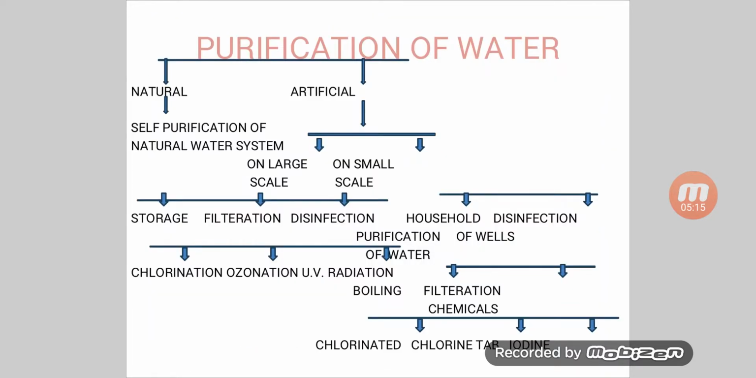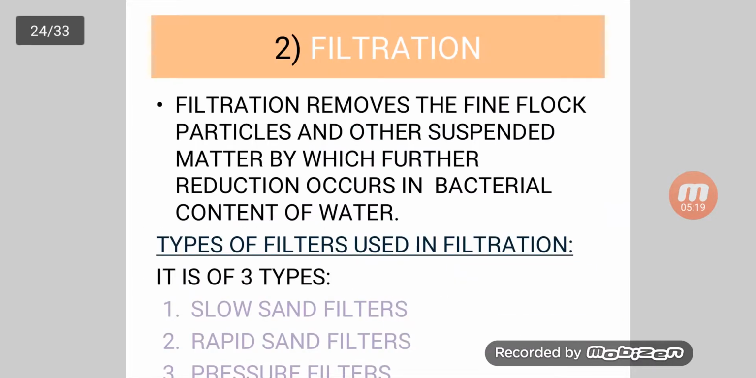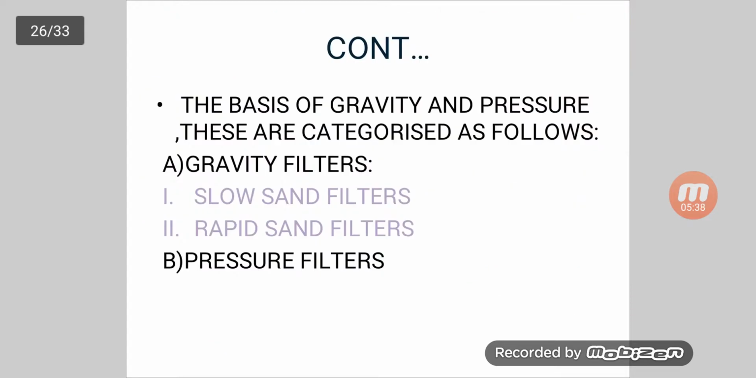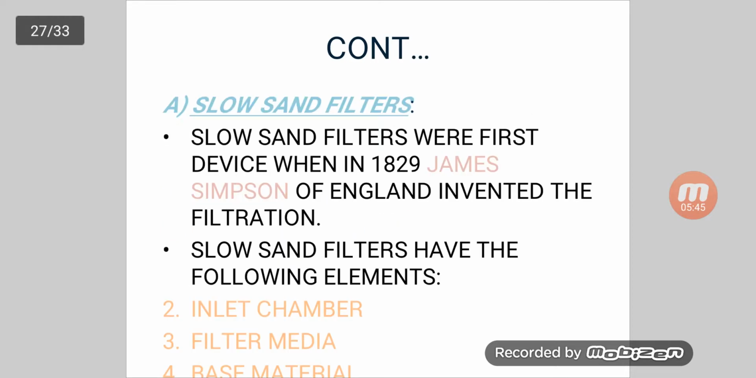This is a flowchart of purification of water. Then filtration. Filtration removes the fine floc particles and other suspended material, by which further reduction occurs in the bacterial content of water. There are three filtrations: slow sand filters, rapid sand filters, and pressure filters. On the basis of gravity and pressure, these are categorized as follows: gravity filters, slow sand filters, rapid filters, and pressure filters.